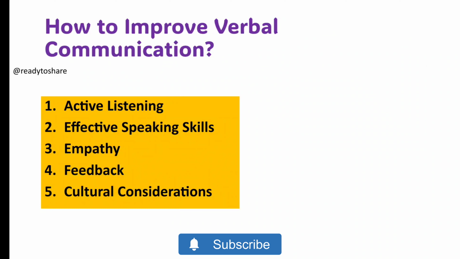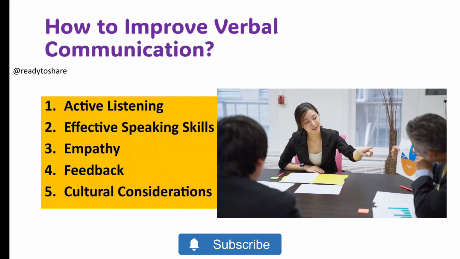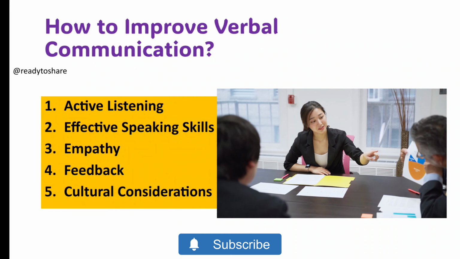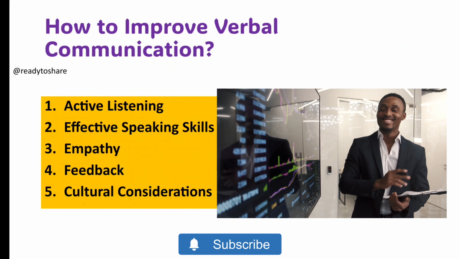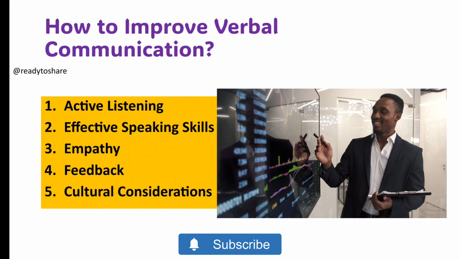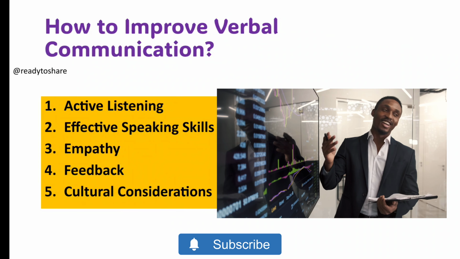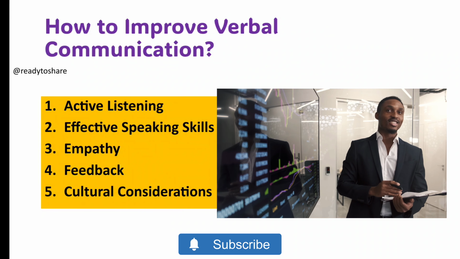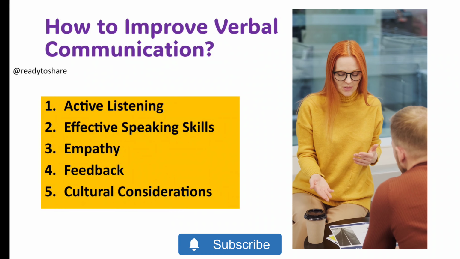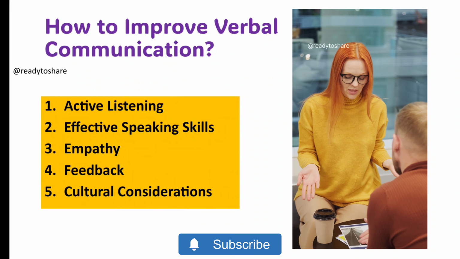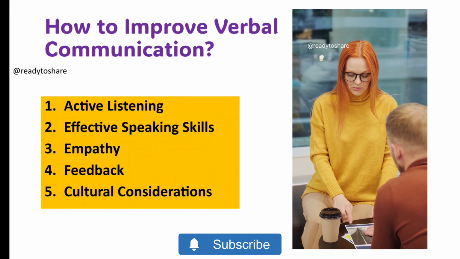Second, effective speaking skills. Clear articulation, appropriate tone, and concise expression. Example: during a job interview, using clear and concise language highlights your qualifications. Third, empathy. Understanding and acknowledging the emotions of the speaker. Example: when a colleague is upset, saying, "I can see that this situation is frustrating for you," demonstrates understanding.